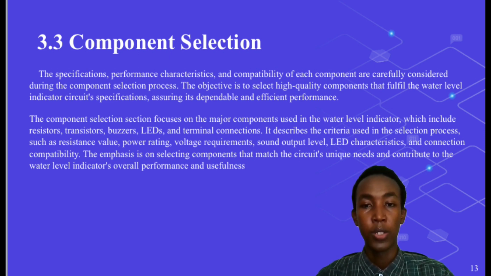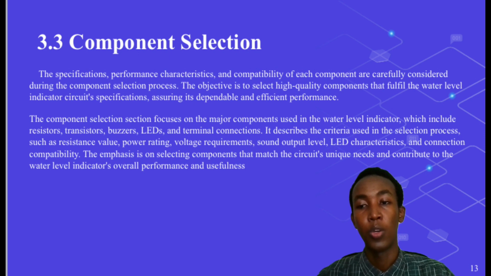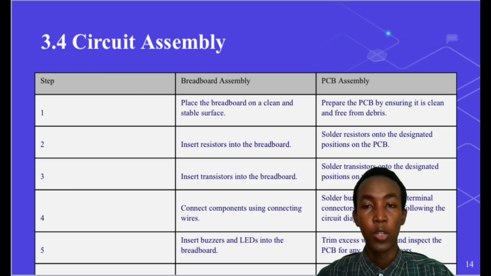The component selection section focuses on the major components used in the water level indicator, which include resistors, transistors, buzzers, LEDs, and terminal connectors. It describes the criteria used in the selection process, such as resistance value, power rating, voltage requirements, sound output level, LED characteristics, and connection compatibility. The emphasis is on selecting components that match the circuit's unique needs and contribute to the water level indicator's overall performance and usefulness. Fourthly will be the circuit assembly.